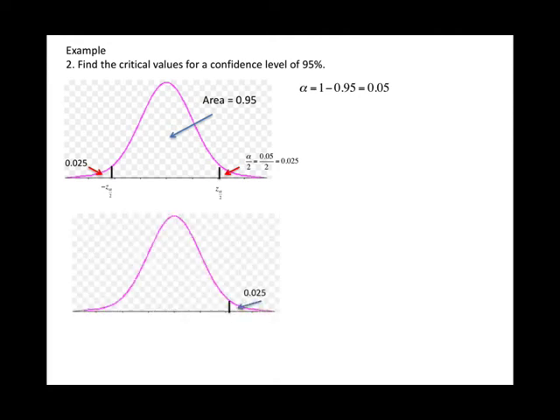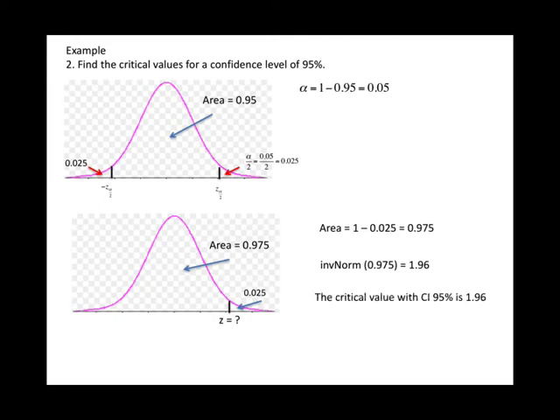Okay, now figure out what is the area from the left. Okay, what is the total area from the left here? You can do 1 minus 0.025 or you could add up these two numbers. You will get 0.975. Then they give the area, find out the z-score. So we use inverse norm. You could get 1.96. Okay, so the critical value with the confidence level 95% is 1.96.